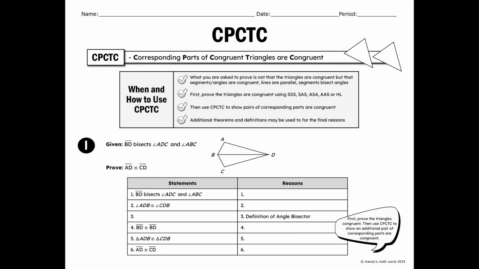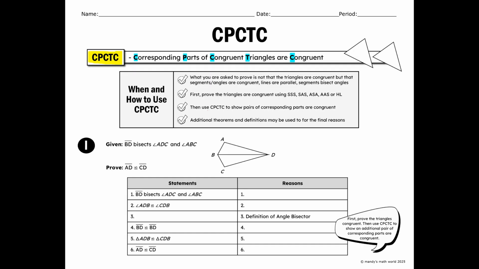Started on today's notes over CPCTC. Now, what does CPCTC stand for? It stands for corresponding parts of congruent triangles are congruent. And I've briefly touched on this in previous lessons. You can use this in a proof when you want to justify additional pairs of corresponding parts.